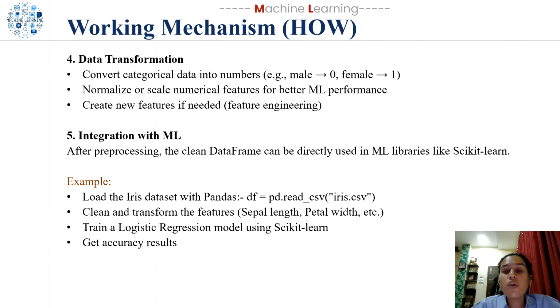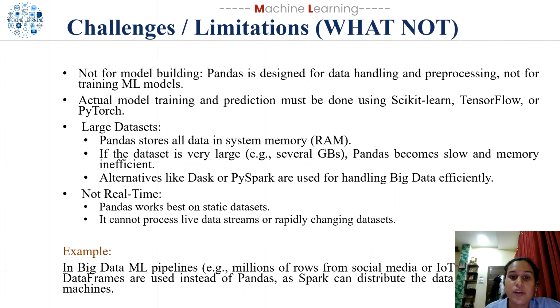So we train the machine learning model, which is logistic regression, using scikit-learn and get the accuracy results. Whatever the model is, logistic regression, random forest, whatever the best model is, cleaning the dataset and transforming the features is very important to getting accurate results, and that's why pandas is important.